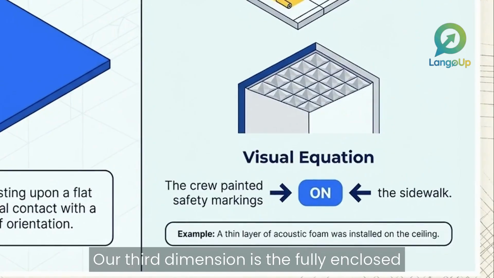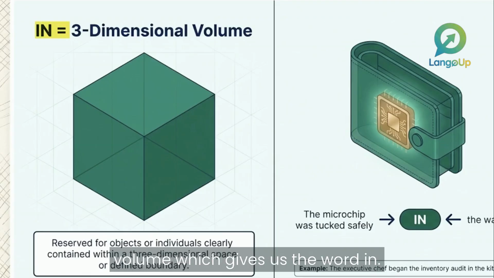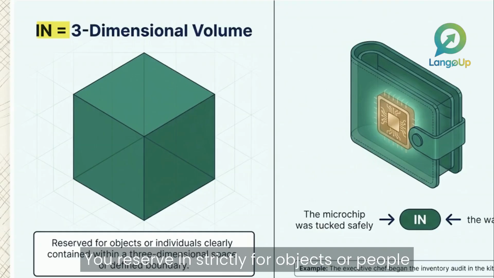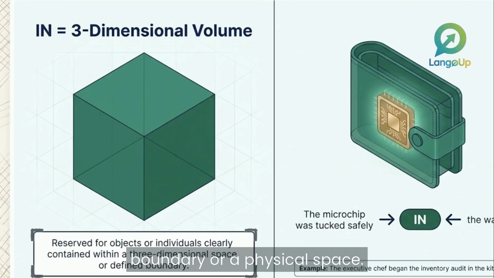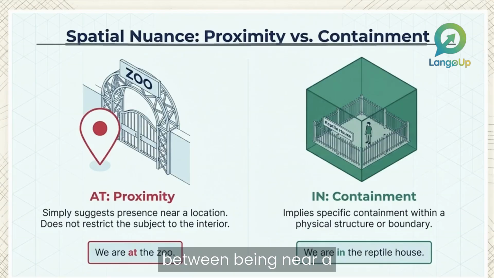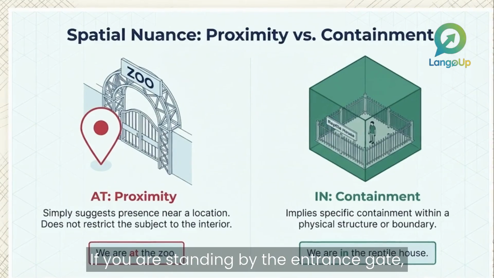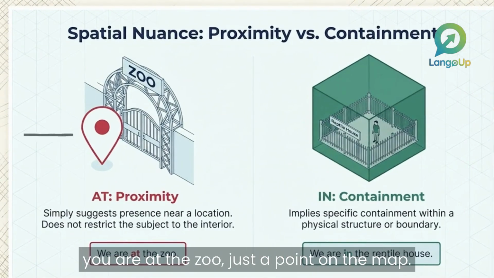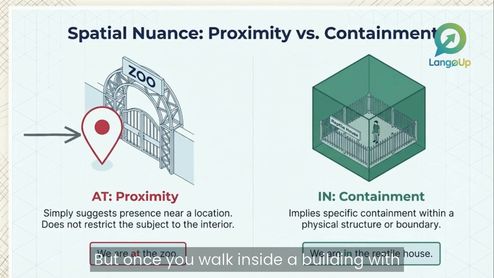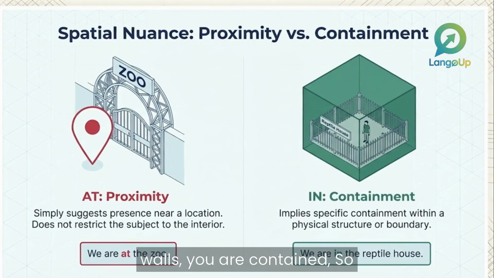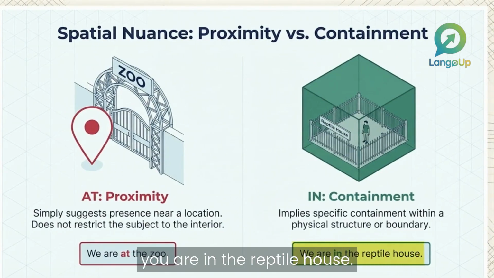Our third dimension is the fully enclosed volume, which gives us the word in. You reserve in strictly for objects or people that are contained inside a defined boundary or a physical space. This comparison shows the difference between being near a place and being inside it. If you are standing by the entrance gate, you are at the zoo, just a point on the map. But once you walk inside a building with walls, you are contained, so you are in the reptile house.